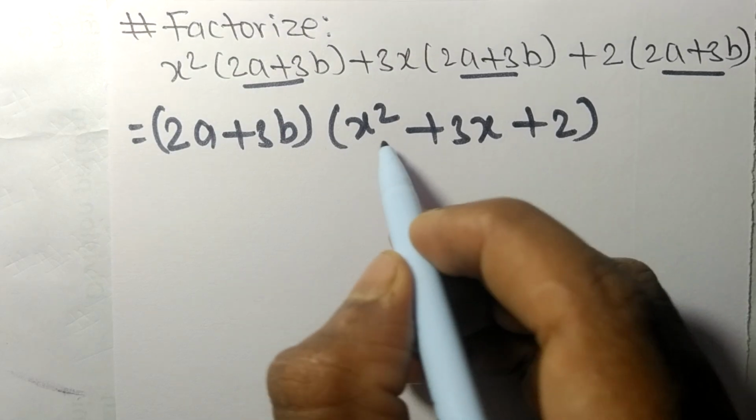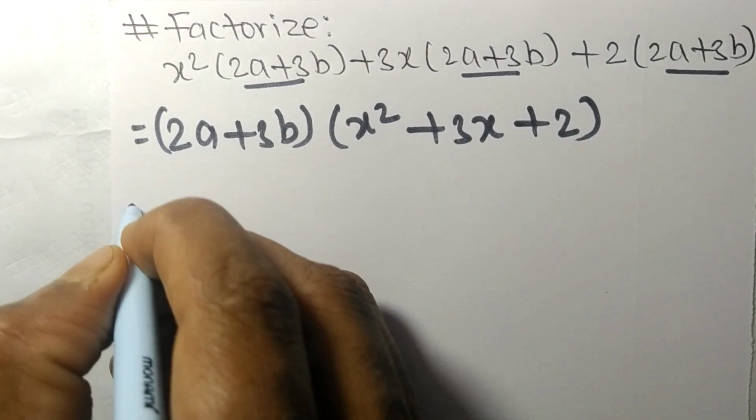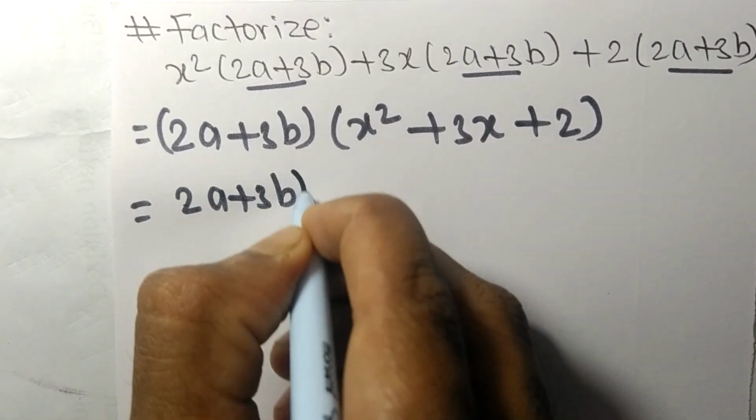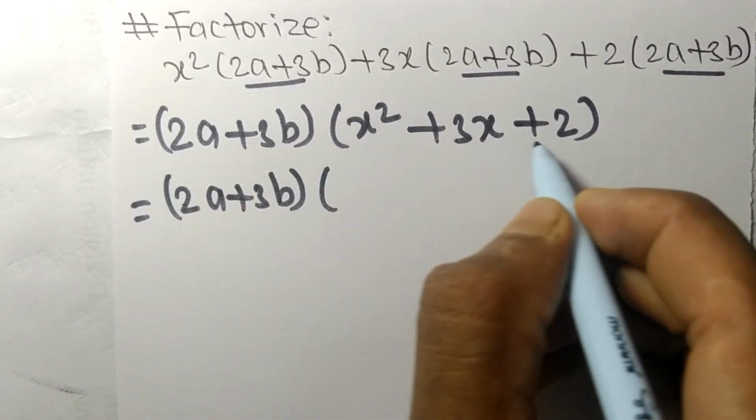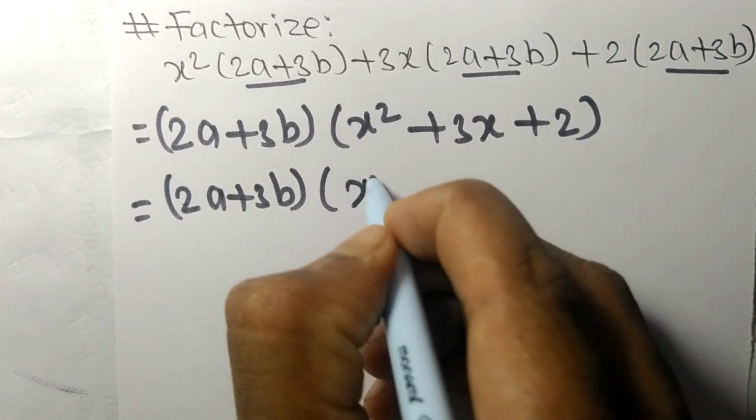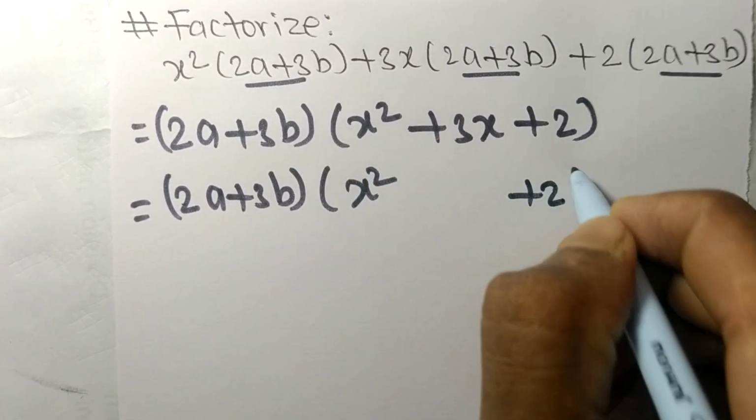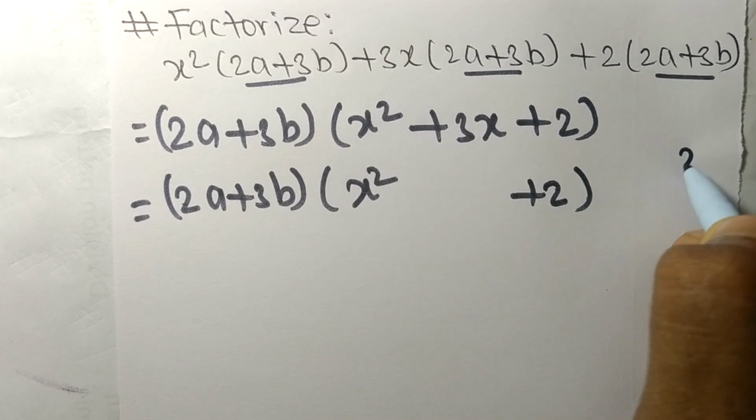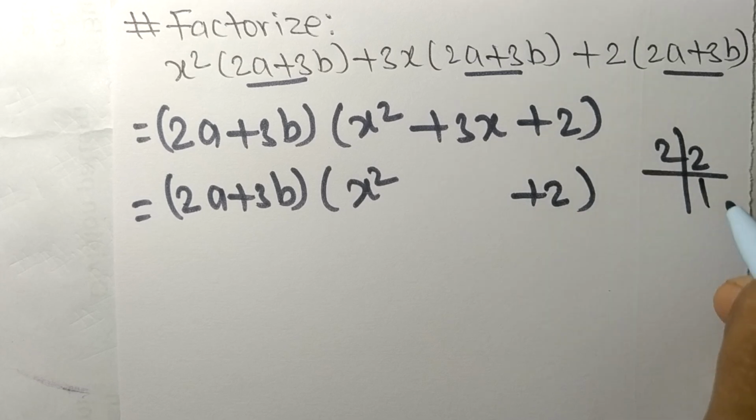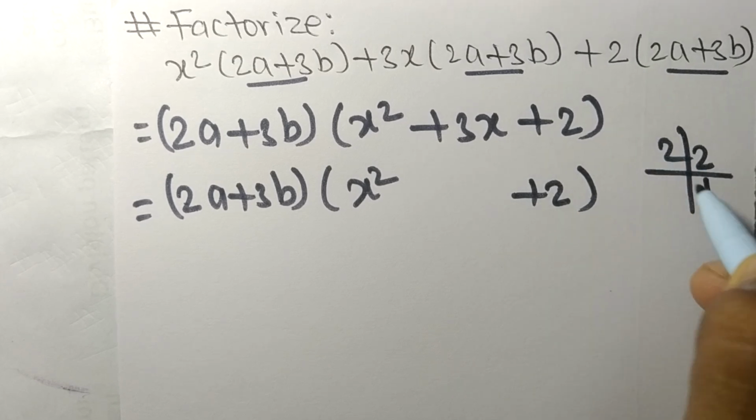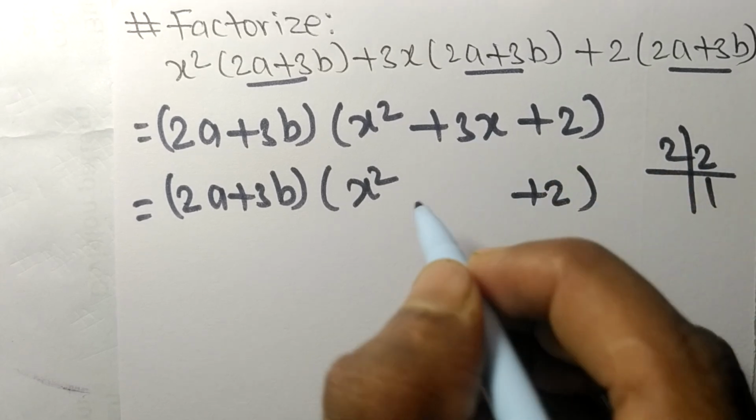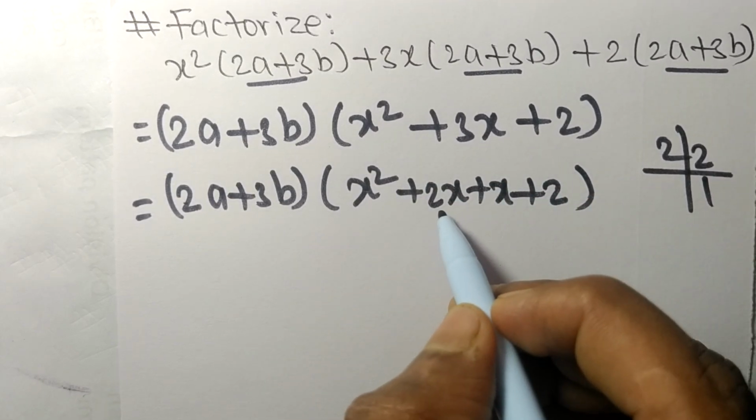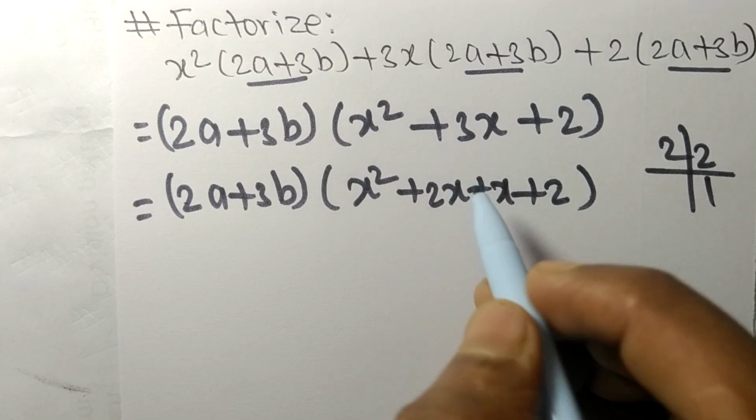Now we factorize this expression. The first factor, 2a plus 3b, is always the same. In the remaining expression, we have x square plus 3x plus 2. When we factorize 2, we get 2 times 1, which is 2, and 2 plus 1, which is 3. So 3x we can write as 2x plus x. 2x plus x means it is 3x.